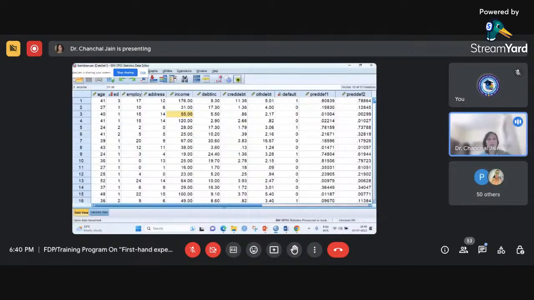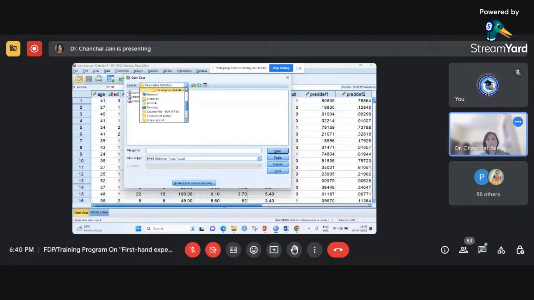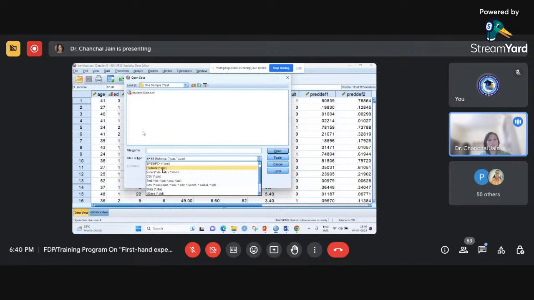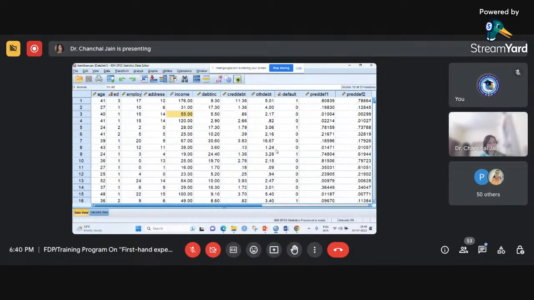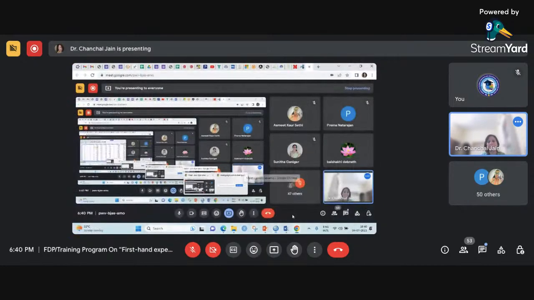So I think the file I have already shared with all of you, right? I suggest you open the file, click on Open Data. Wherever your file is, you can go to that particular folder. I'm locating my folder here, and here I'm changing the file type. I think this is the particular file which I have shared with all of you. I hope you are performing along with me, right? Yes.